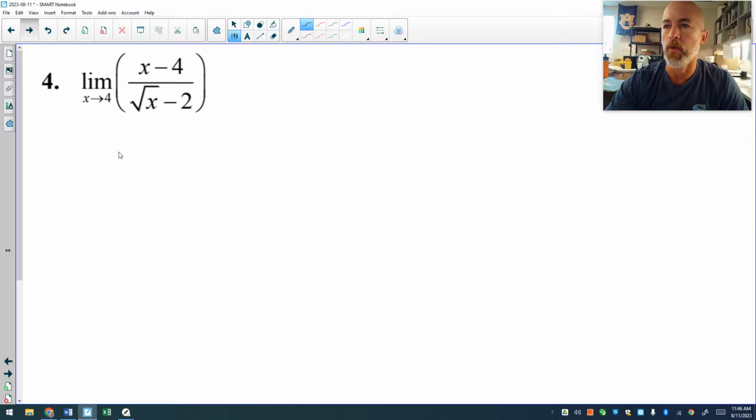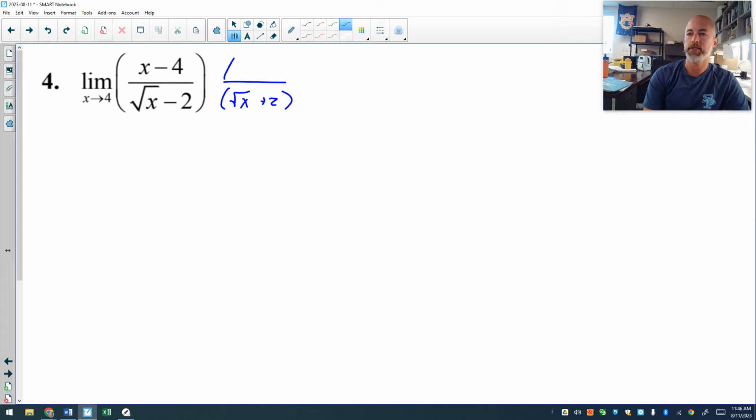Onward we go. Let's look at 4. So this one we actually have 2 options, but I see a square root in the denominator. If you go through the substitution step, 4 minus 4 is indeed 0. Square root of 4 minus 2 is also 0. So we need to do some extra work. And this one, I see a square root in the denominator. So I'm actually going to rationalize the denominator by multiplying by the conjugate of that radical expression. And I'll do that on top and bottom.